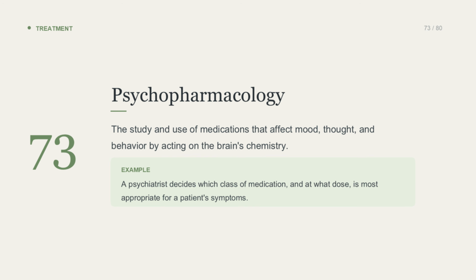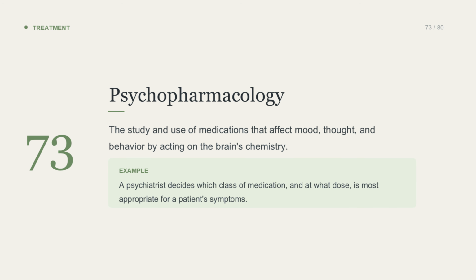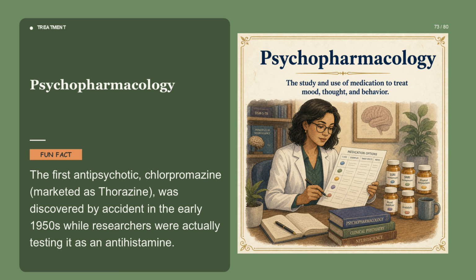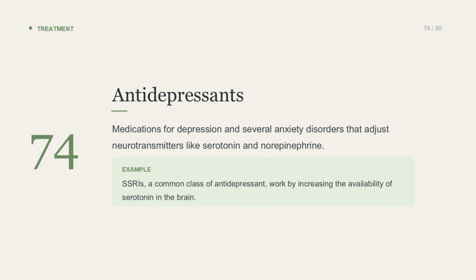73. Psychopharmacology. Psychopharmacology is the study and use of medications that affect mood, thought, and behavior by acting on the brain's chemistry. For example, a psychiatrist practicing psychopharmacology decides which class of medication and at what dose is most appropriate for a patient's specific symptoms.